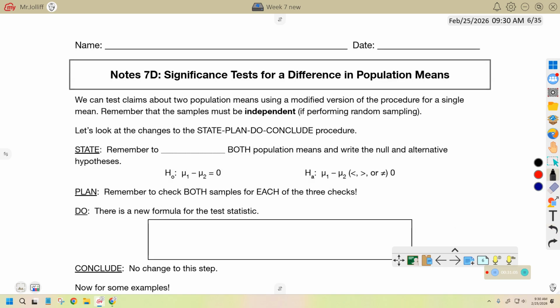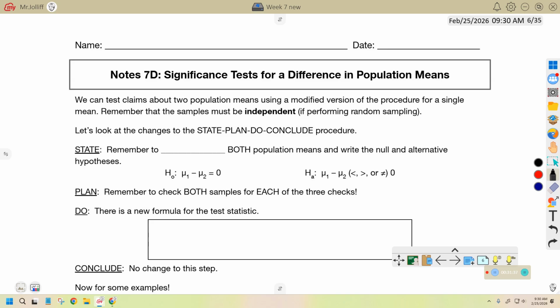All right. Attention back up front. Eyes up front. We're going to start on the last section of 7, which is significance tests for a difference in means. We know how significance tests work. After 7C, we know how a difference in means works. We're just going to squish those two pieces of information together. So, reminders, samples must be independent, 2 separate groups.